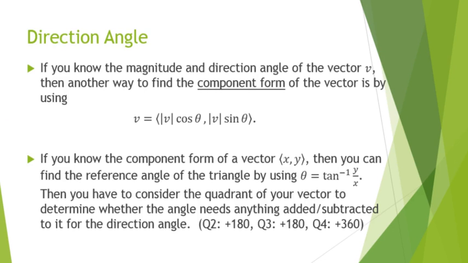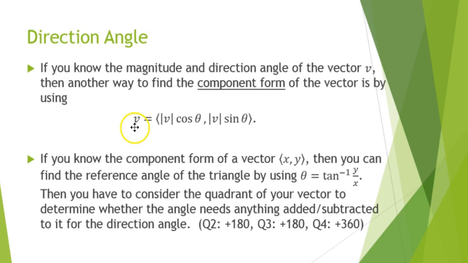Another thing we're going to discuss is the direction angle. So there are two ways that we will use the direction angle in this class. One of them is when you know the magnitude of the vector and you are given the direction angle of the vector, then you can find the component form with those two pieces of information.